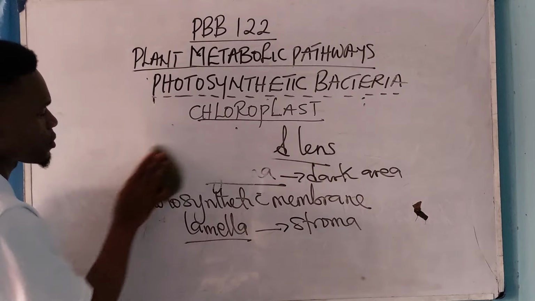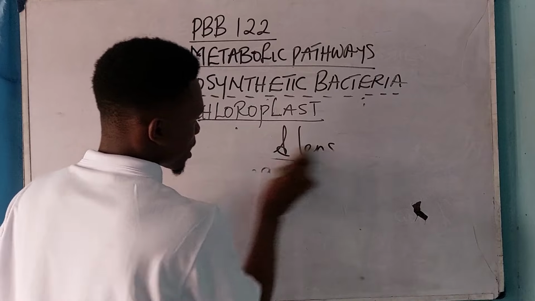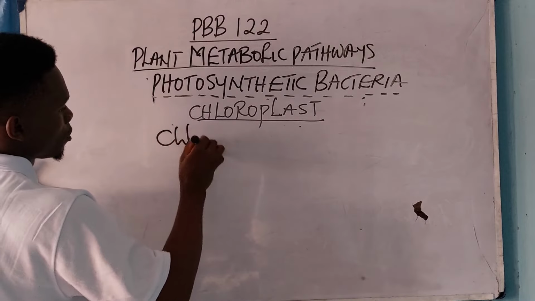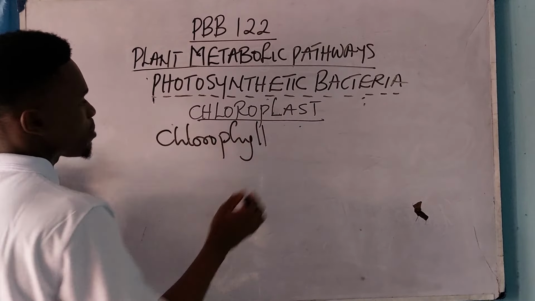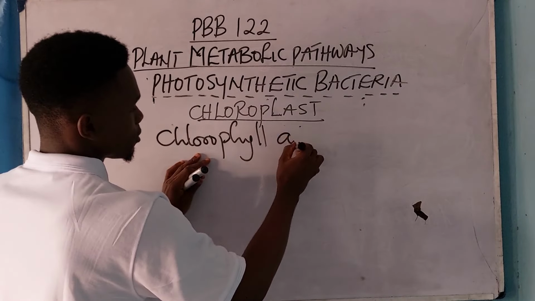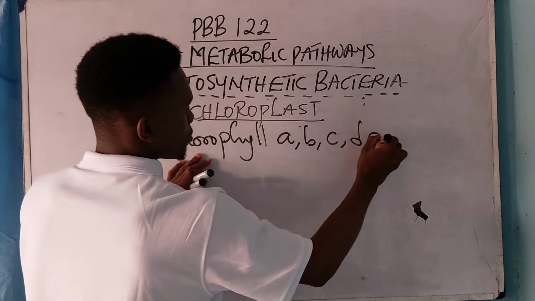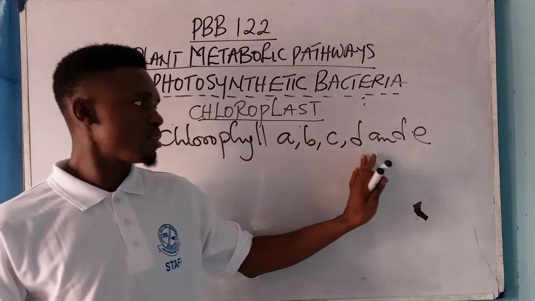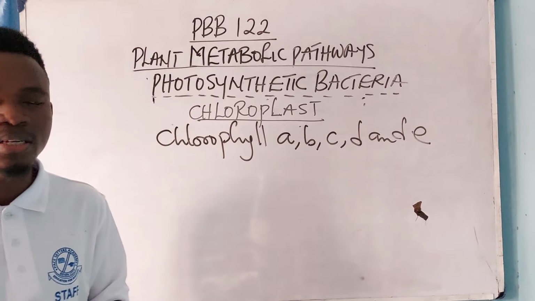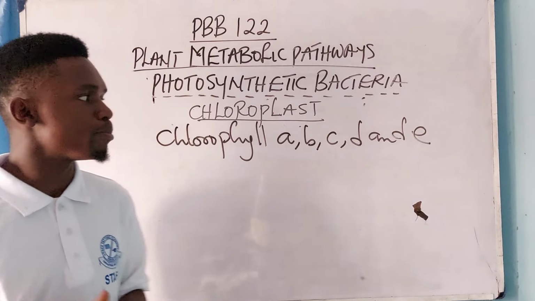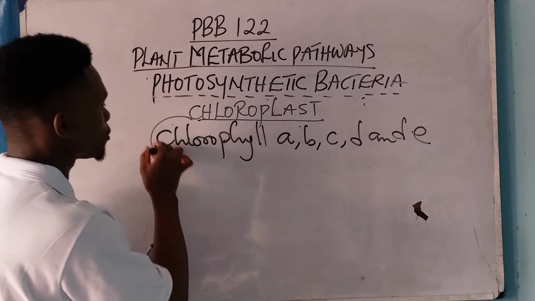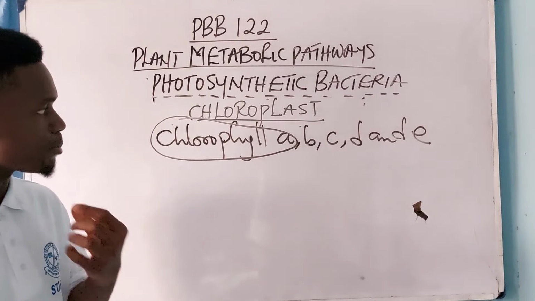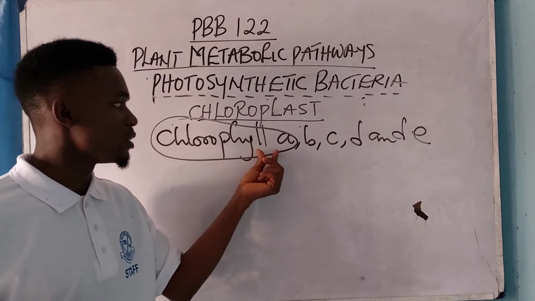Let us now analyze the various types of chlorophyll. Listen to this part very well. We have chlorophyll A, B, C, D, and E. The most important and most abundant type of chlorophyll is chlorophyll A. Take note of that.